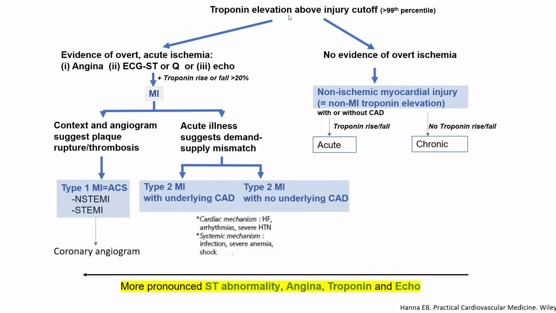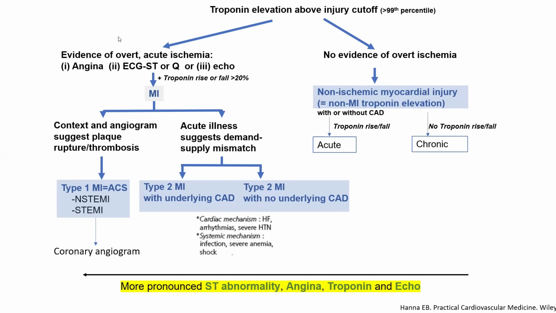So in order to call myocardial infarction, you need 3 conditions. 1, you need troponin elevation above injury cutoff, which is above 99th percentile. 2, you need evidence of overt clinical ischemia. So troponin elevation is not enough to define MI. It defines myocardial injury. It's necessary to define MI, but it's not enough.